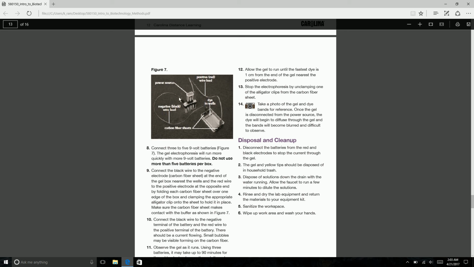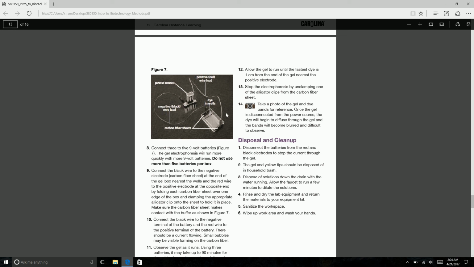You need to use some batteries. The information is given on what kind of batteries. I think batteries are not provided, you need to buy them. So you will buy the batteries, you will connect the batteries, the black one is negative, the red one is positive. Just make the connection, and once the connection is made, the gel will run and the DNA will start moving. So once the fastest moving dye has reached up to here, you can just break this circuit, and all the dyes will have been running on the gel.